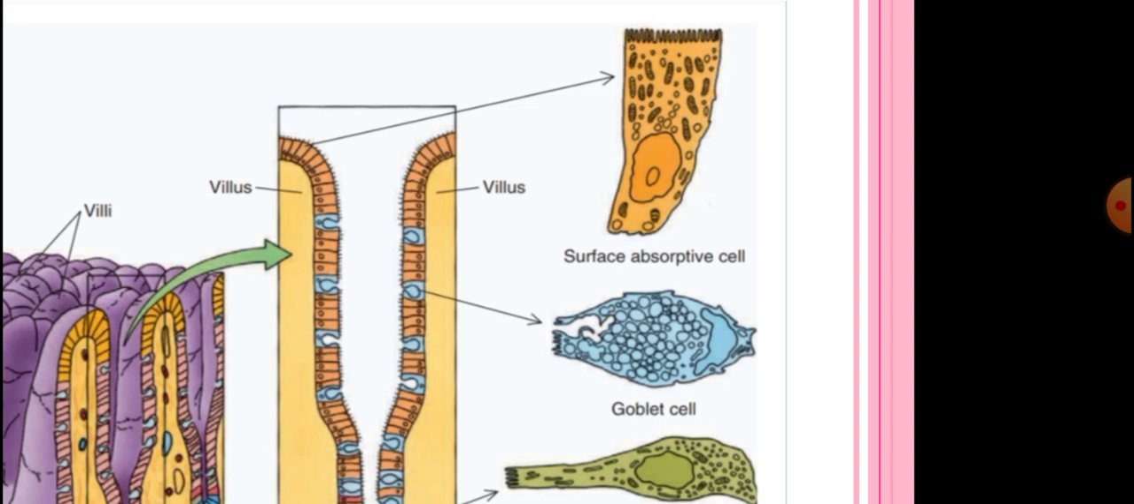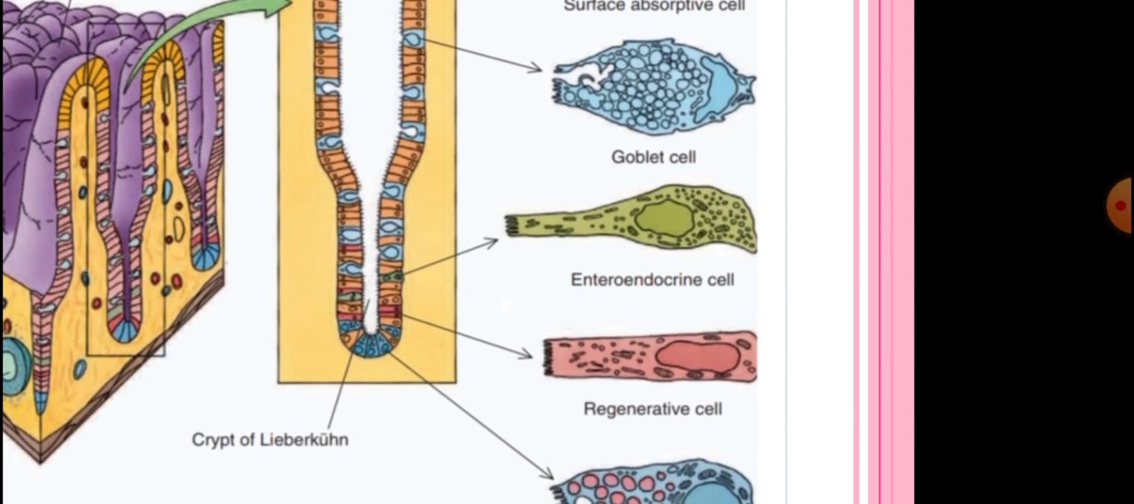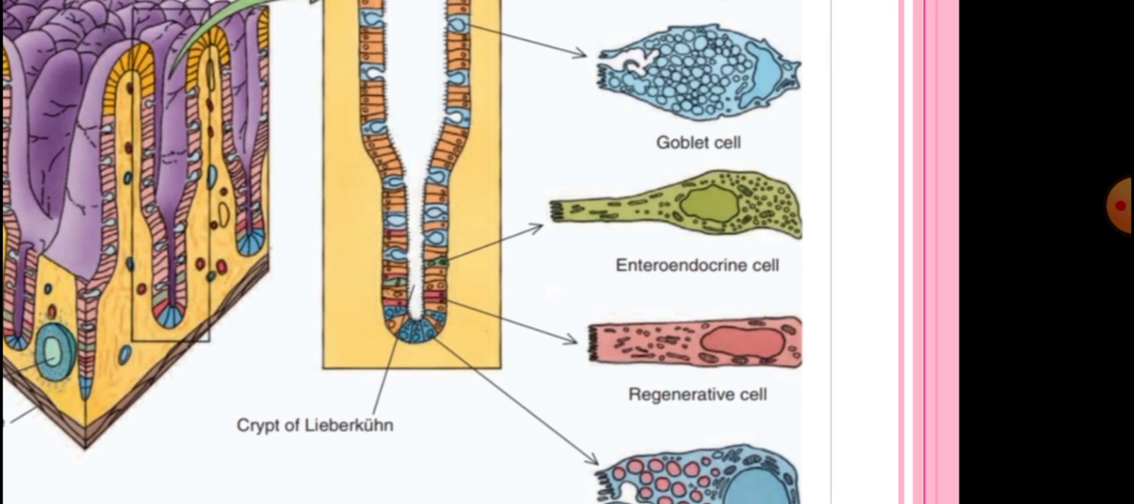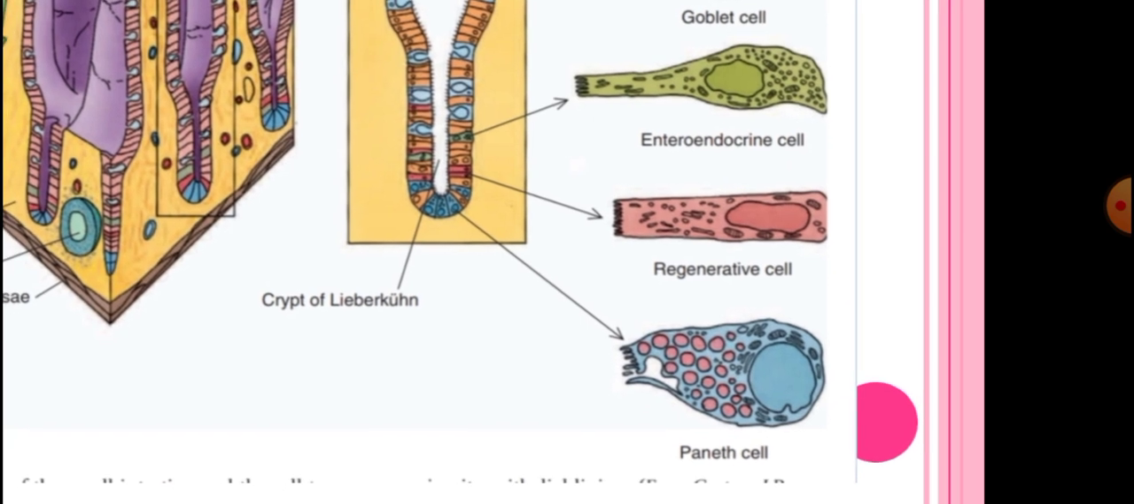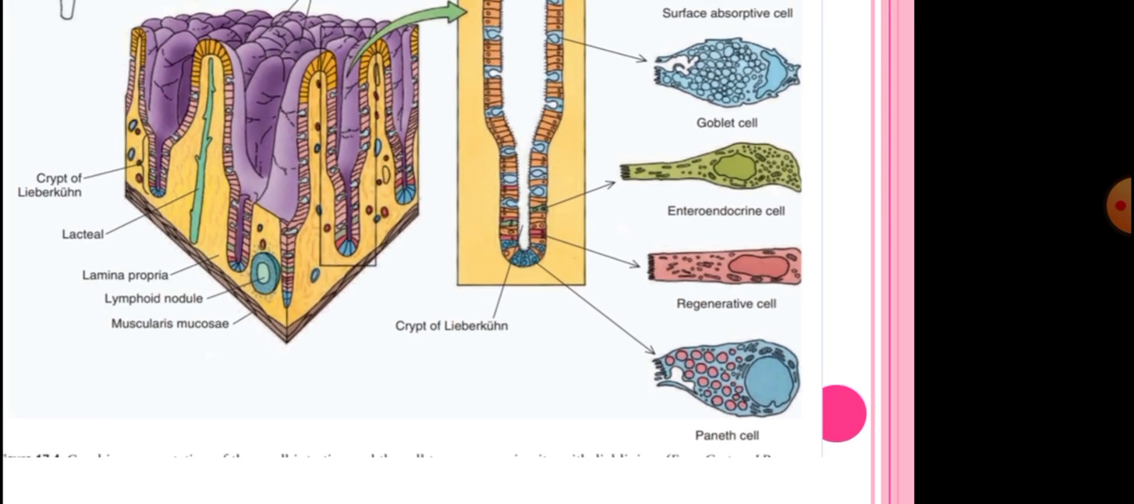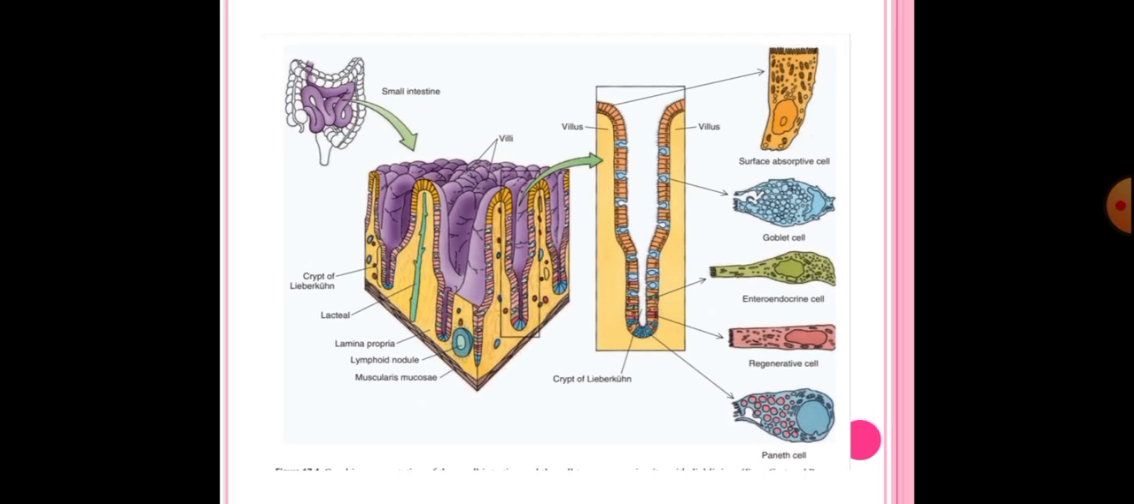And there are goblet cells which secrete mucin, and enteroendocrine cells which secrete various hormones such as gastrin, which help in the process of digestion. There are regenerative cells which replace the old and damaged cells. There are Paneth cells which secrete lysozymes, tumor necrosis factors, and so on. So this is a very important slide.